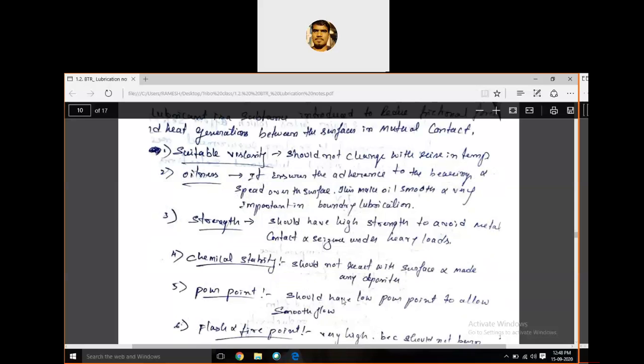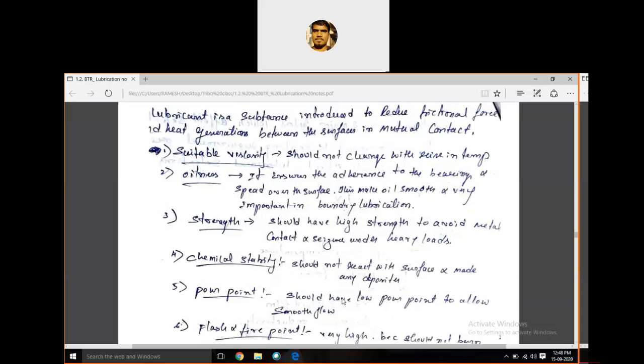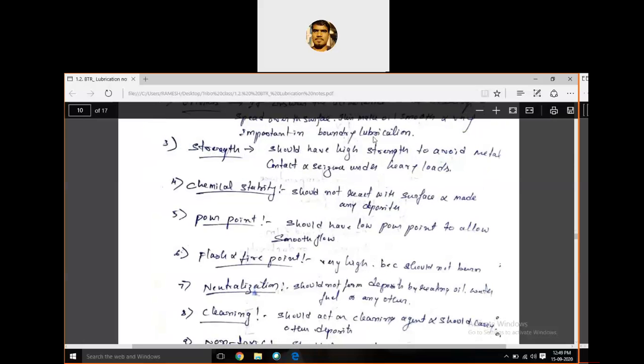Chemical stability. It should not react with the surface and make any depositions. Means it should not react with any two metal surfaces or any foreign particles. It should be chemically stable, and should not make any deposit on the two mating surfaces, so that it may lead to friction or wear. Next, pour point. It should have a low pour point to allow smooth flow. If it has a high pour point, it may disturb the flow. So it should have a low pour point so that it allows the smooth flow.